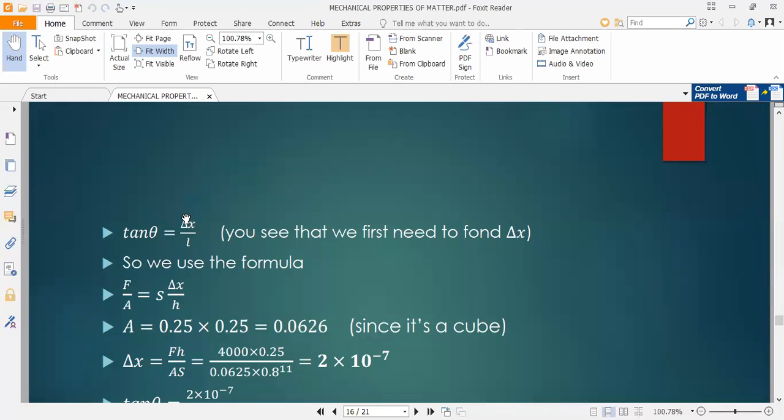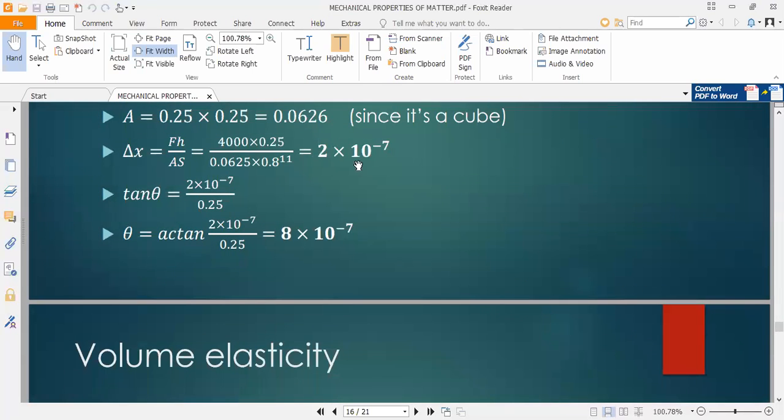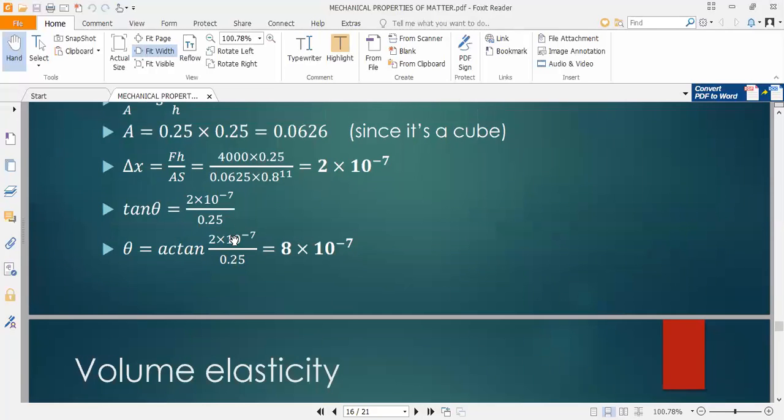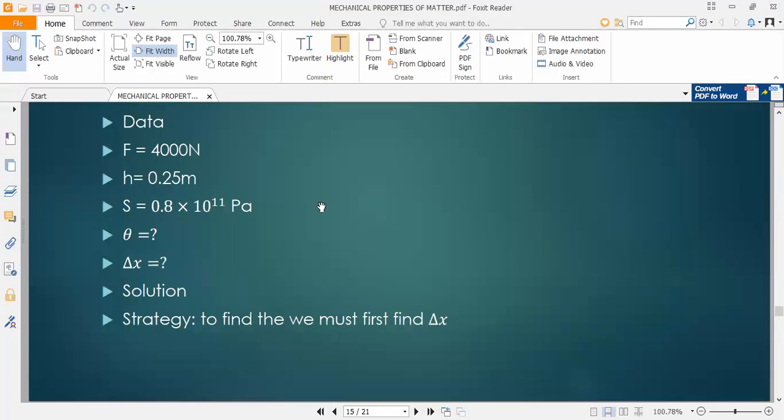And we see that we can compute tan theta is equal to the change in x over the length. And since we have found the change in x, we'll put it on top there. We've found this value. We'll put it on top there. And we know that the original length, or should I say the height, this part here, since it's a cube, we were told that it is 25 centimeters, which is 0.25 meters.